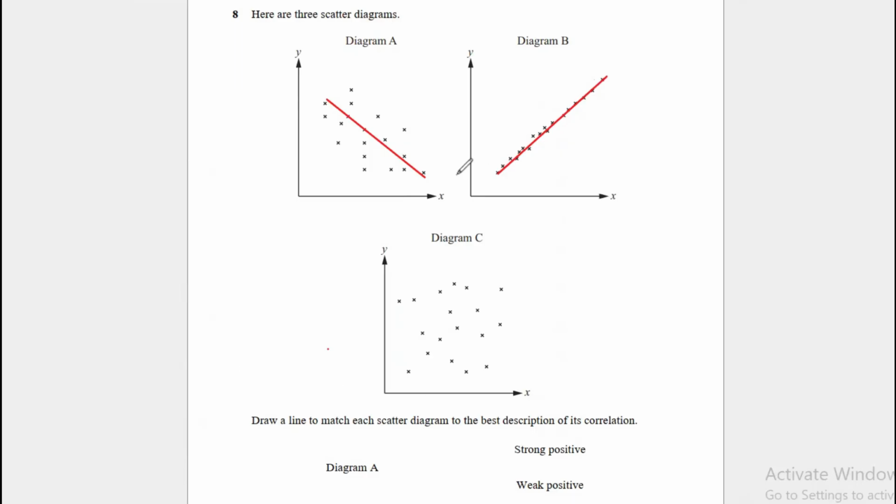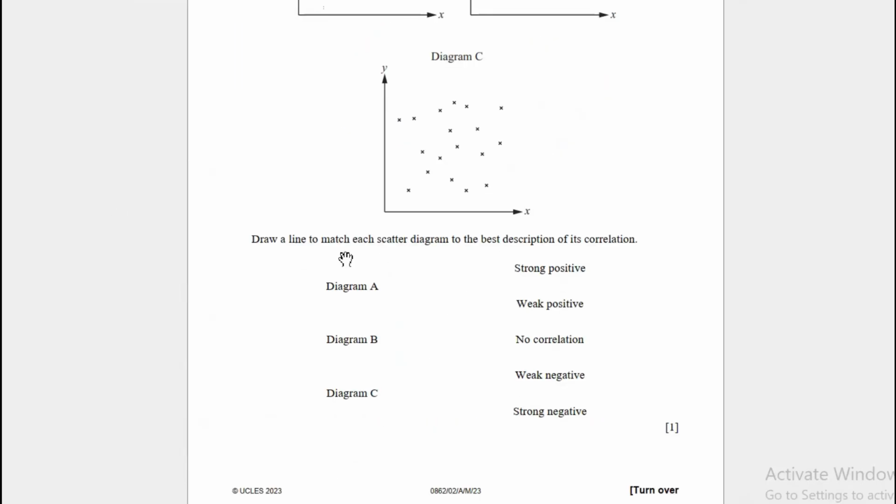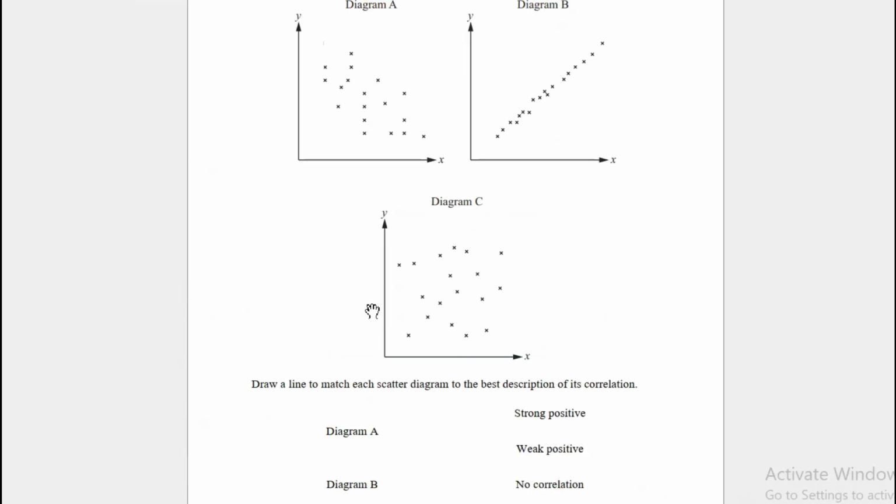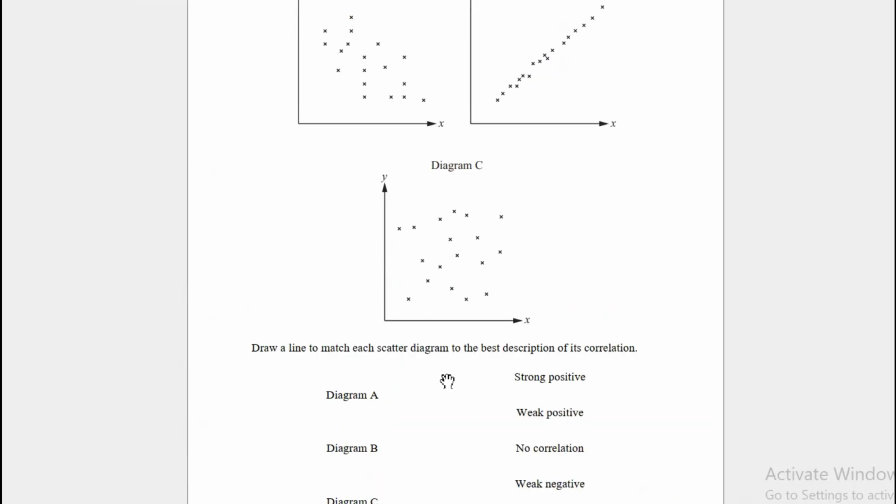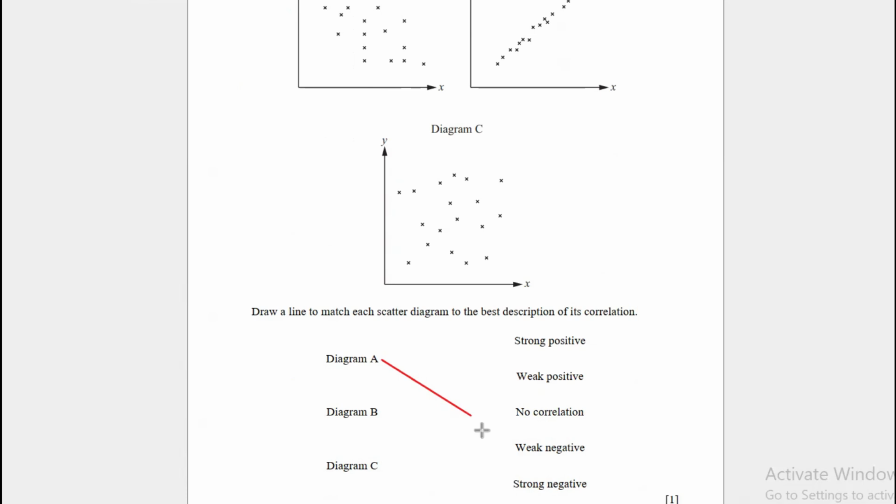So next, you have to match diagram A, B, and C. Draw a line to match. So diagram A is weak negative, B is strong positive, and C is no correlation. So these are the answers. I hope it is clear.